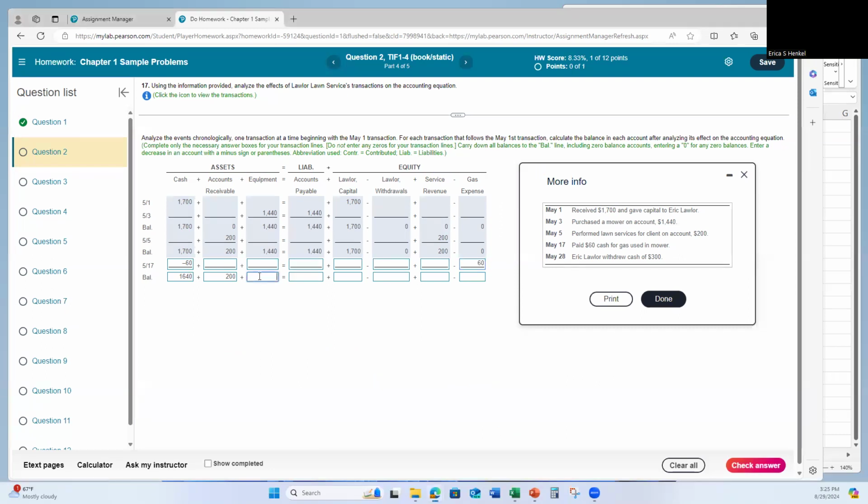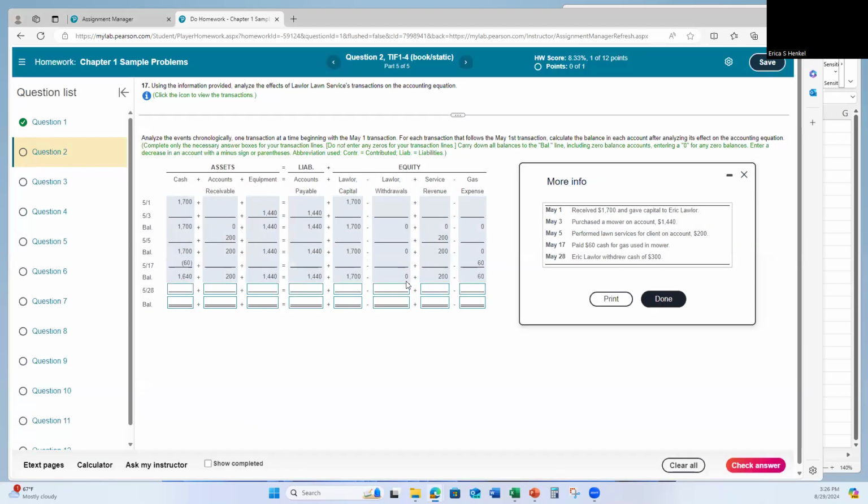Going over here, I'm going to carry these balances down for the accounts that we didn't do anything with. And then this one, now we have 60. Our last journal entry here is that the owner is going to withdraw some of his cash that he made during the time period. So that's going to be a decrease of cash, or a credit to cash, of 300.